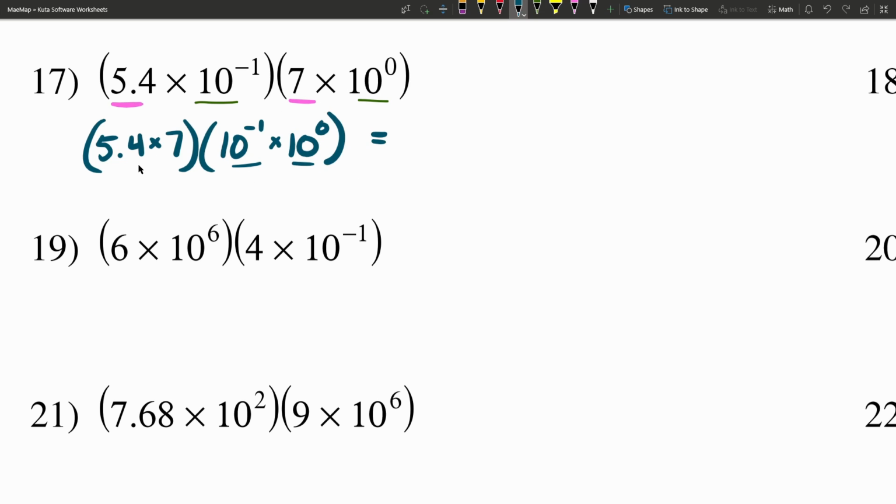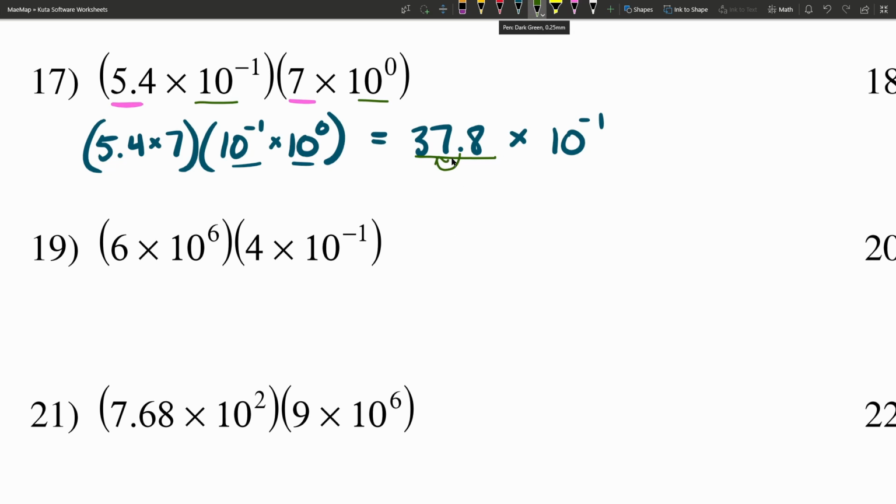So doing 5.4 times 7, that's going to give me 37.8. So I have 37.8, and I'm multiplying that by 10 to the negative first times 10 to the 0. That's 10 to the negative 1 plus 0, which is still 10 to the negative 1. So I've simplified this down, but we're not quite in scientific notation yet because I have a 37.8 when I want a 3.78. So let's rewrite 37.8 in scientific notation.